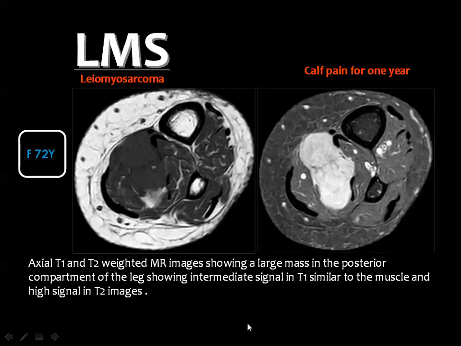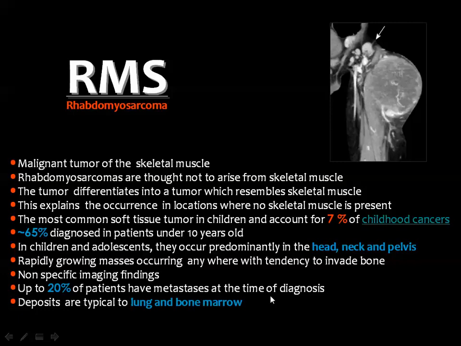And this is the leiomyosarcoma in the calf, where you can see an iso-intense signal to the muscle in the T1 weighted image, and this is the T2 fat sat image, where the tumor is significantly bright.